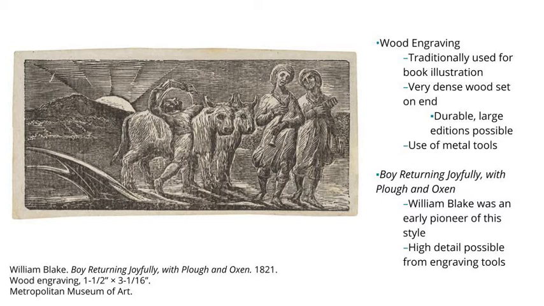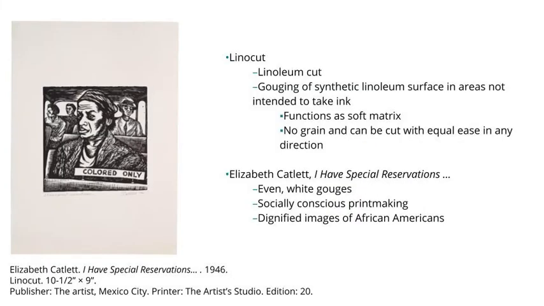This example is Boy Returning Joyfully with Plow and Oxen by William Blake. William Blake was an early pioneer of this style and used the highest detail possible from having different engraving tools at really fine sizes and using different sizes for different areas. You can see some areas have thicker lines, but moving down into more and more delicate styles and sizes with his engraving tools.